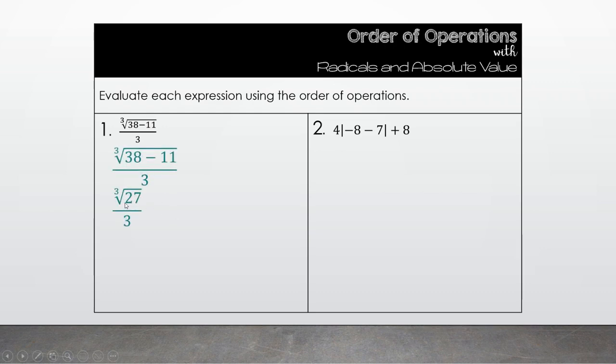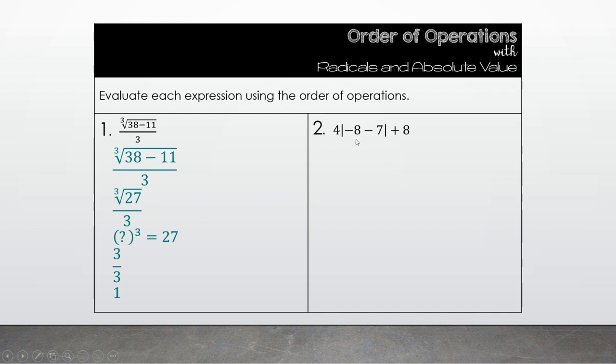And then the third root of 27, we figure that out by asking ourselves what times itself 3 times equals 27. Maybe you remember from before, but that is 3. And then the fraction bar means to divide. 3 divided by 3 equals 1.